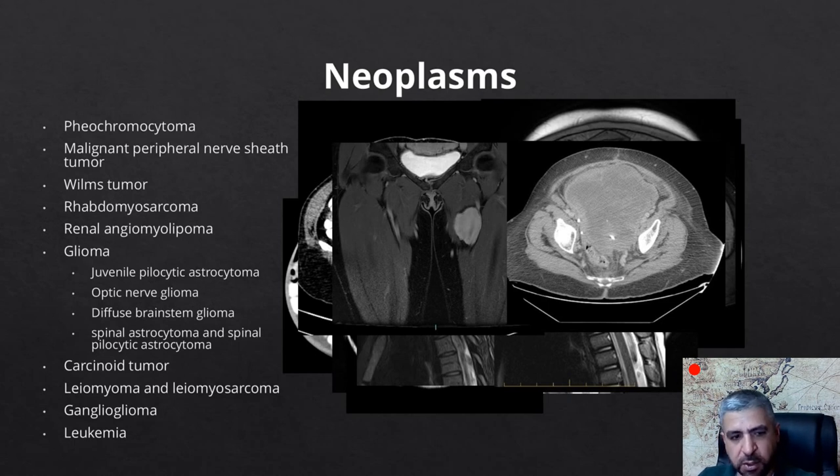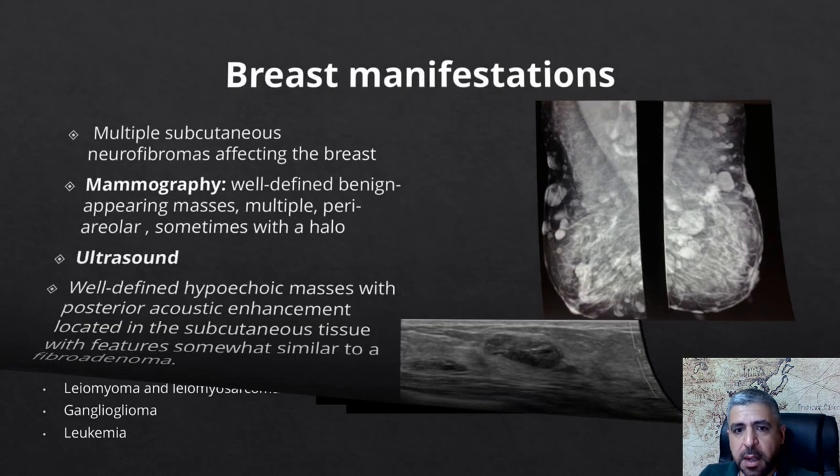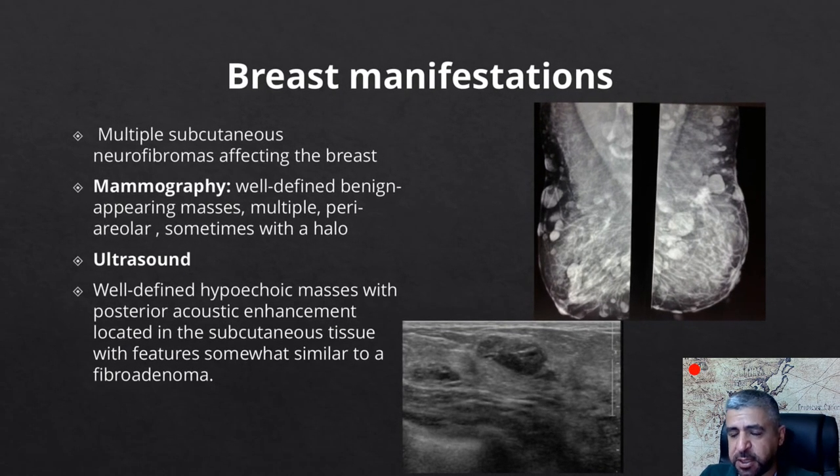Ganglioglioma is also characteristic, like here. Ganglioglioma is a disease of the brain, one of the types of gliomas. So we have different types of gliomas like ganglioglioma, nerve sheath glioma, brainstem glioma, and pilocytic astrocytoma. All of them are characteristic of neurofibromatosis type 1. So now regarding the skin manifestations, basically there are a lot of subcutaneous neurofibromas affecting the skin.